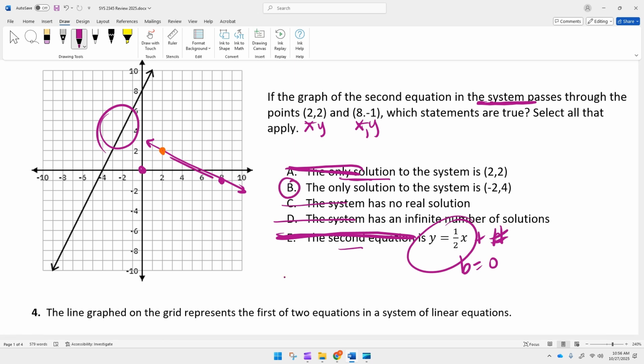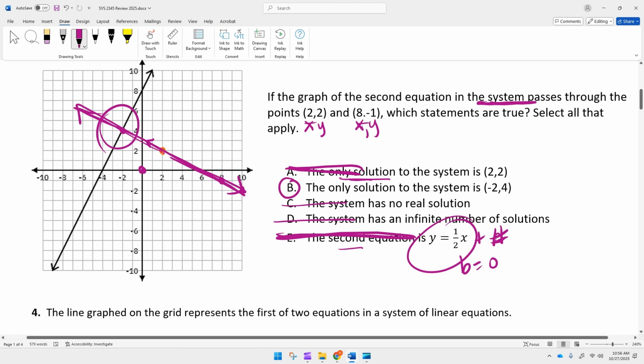Now, let's talk about some more deeper understanding of what we did here. So that means my intersection is at (-2, 4). And if you were to graph between those two lines, you would see that it goes straight in between those 3 points.